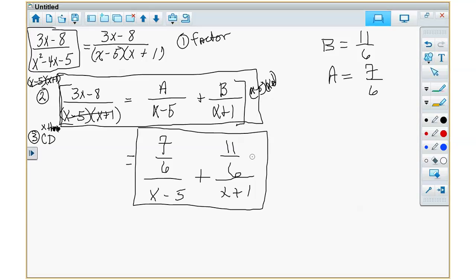Okay? What are you trying to accomplish by doing that? Well, when you break it up, you can take the antiderivative of each of these. That's why. You can't take the antiderivative of this. Well, you might be able to, but when we get to taking the antiderivative, you're not going to be able to take the antiderivative of what they give you. You're going to have to break it up into its parts.